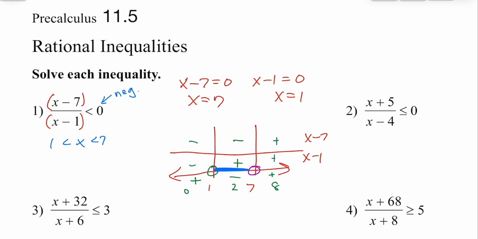Now, I don't want you to write it in inequality form. I want you to write your final answer in interval notation. So we want the x's between 1 and 7. Now, remember, I use parentheses for any open circles. I use a bracket for any closed circles.